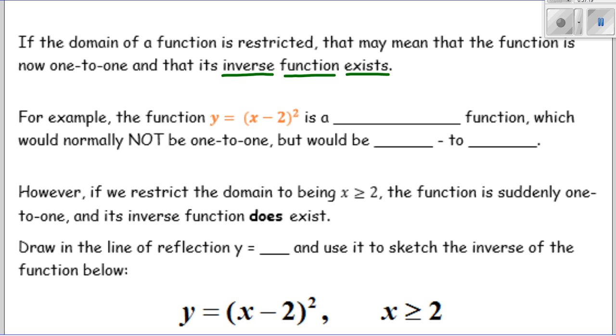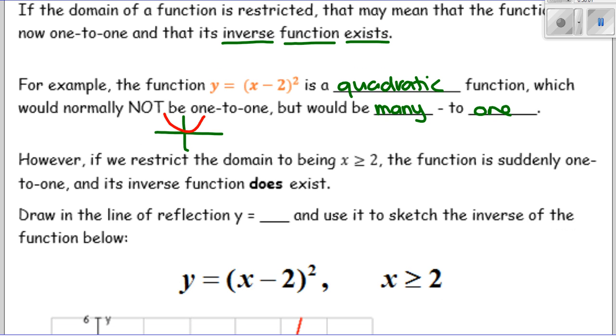For example, the function y equals x minus 2 squared is what kind of function, by the way? Quadratic. Pretty obvious. A quadratic function which would normally not be one-to-one, but many-to-one, meaning many x's in the domain could have the same y value. So many x's connect to the same y value. That's what a quadratic looks like, just reminding us.